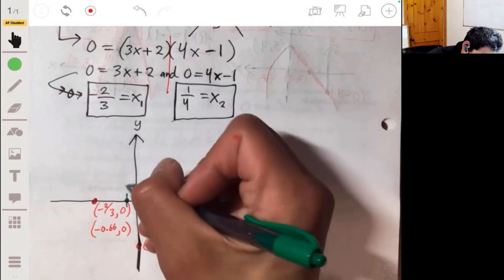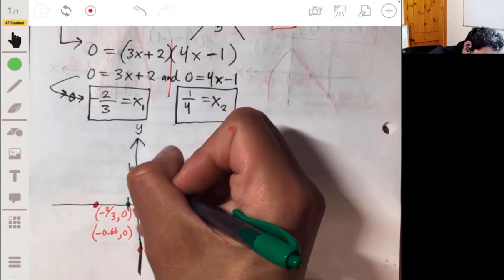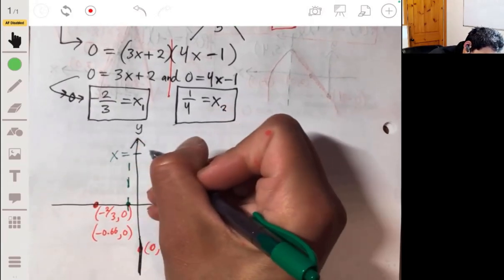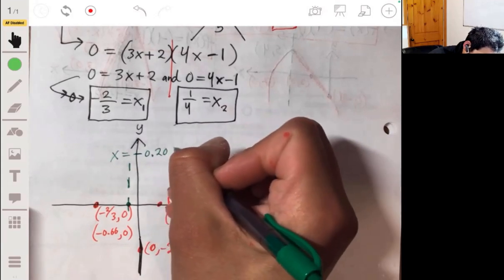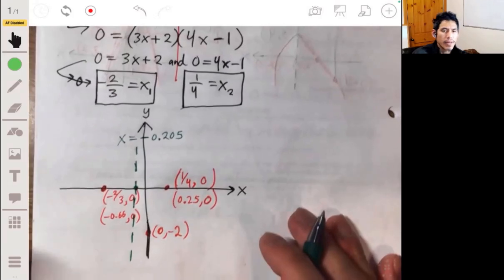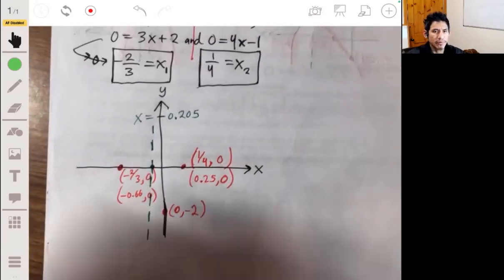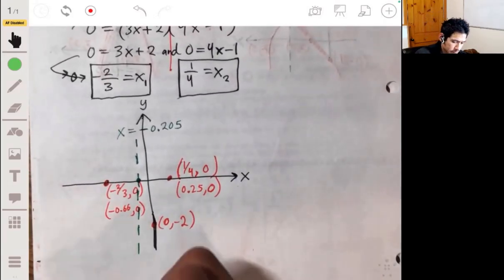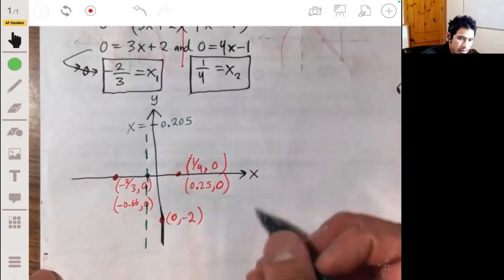Let's just make it there. So we have this line then, x equals negative 0.205. And we find the vertex by plugging negative 0.205 into the equation. And let's do it down here.